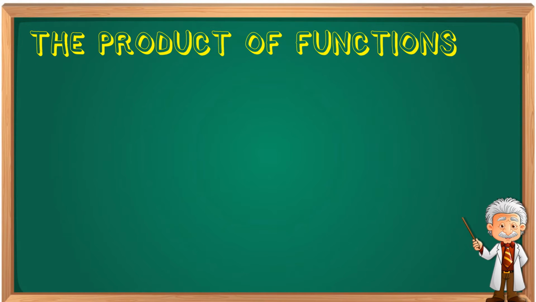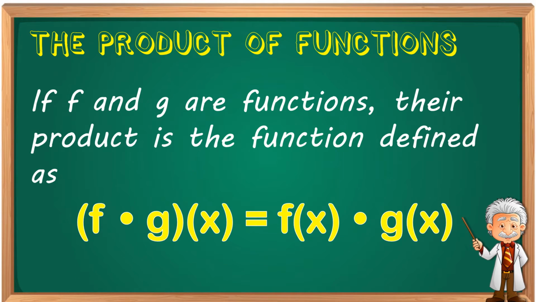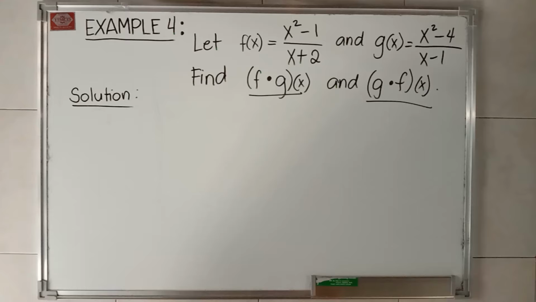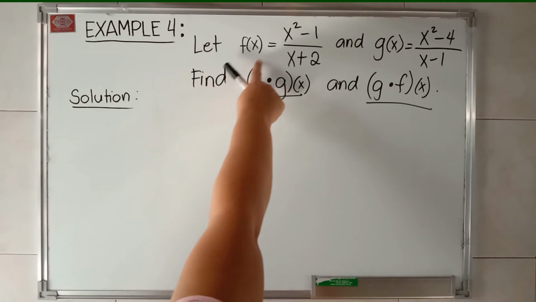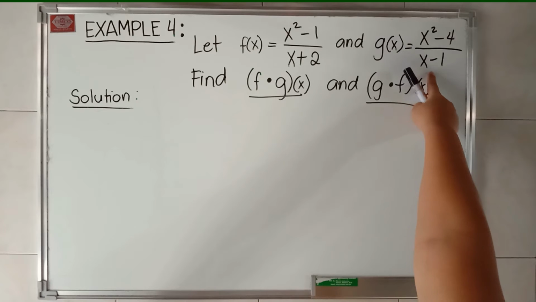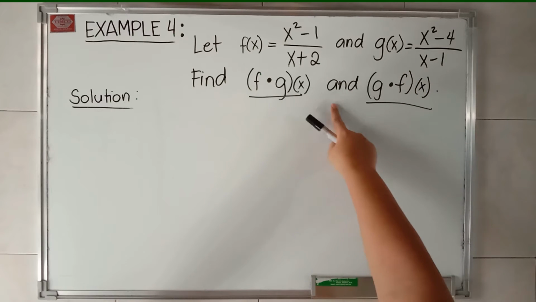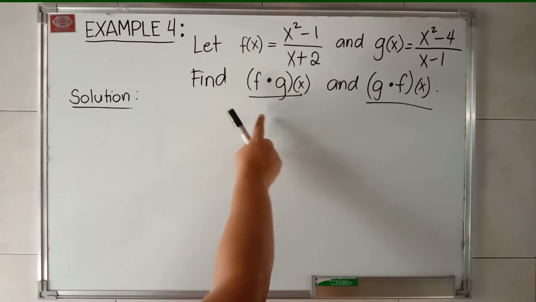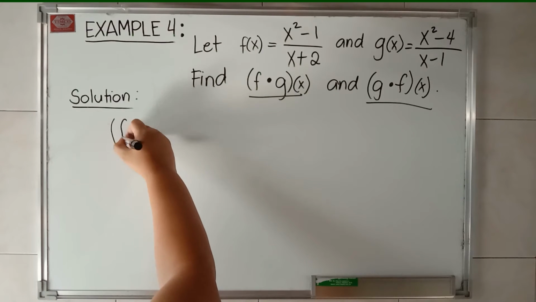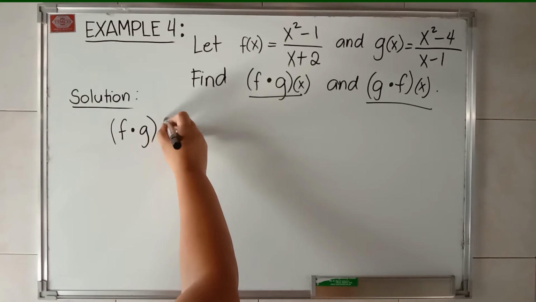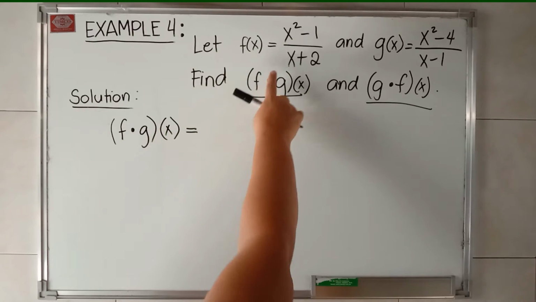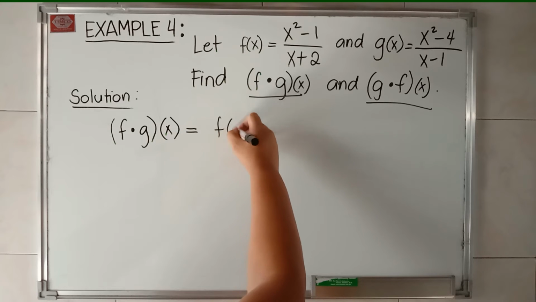Next, we have the product of functions. If f and g are functions, then their product is the function defined as quantity f times g of x is equal to f of x times g of x. For our example 4, let f of x is equal to x squared minus 1 over x plus 2 and g of x is equal to x squared minus 4 over x minus 1. So let's do first f times g of x. So from the definition, we have f of x times g of x.